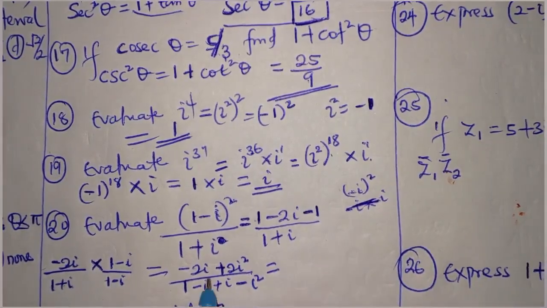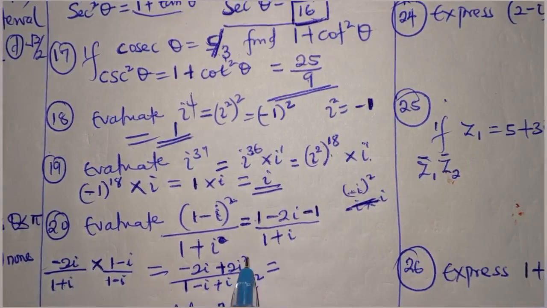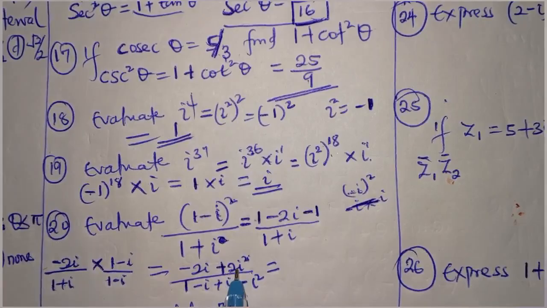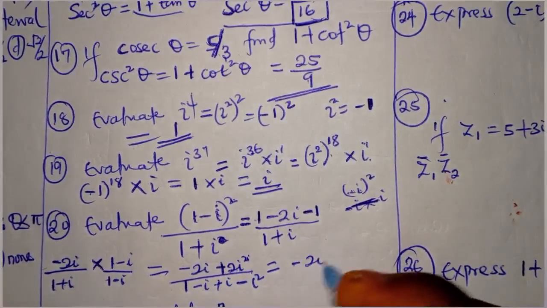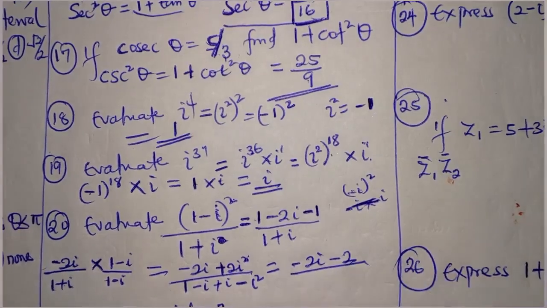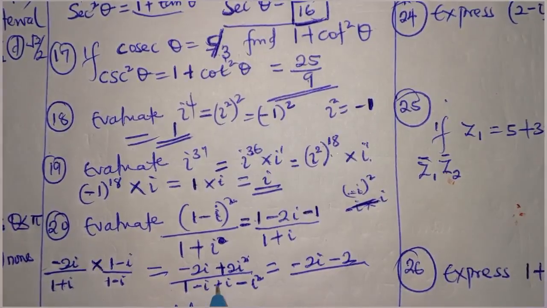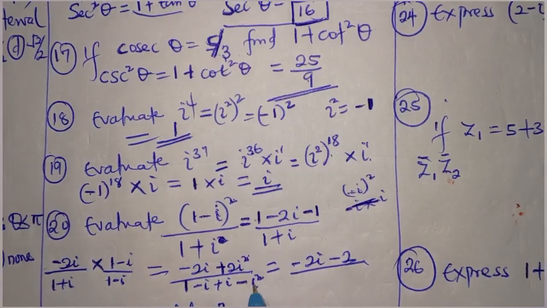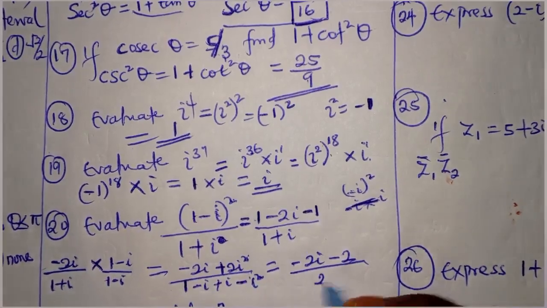What would this be? See, 2I squared. This is I squared. I squared is -1. So 2 times -1 is -2. So we are having -2I minus 2 all over I squared is still -1. Minus I plus I is 0. Right? So we are having 1 minus -1. You must be very careful with this. I squared is -1. So times this minus here becomes a plus, plus 1. 1 plus 1 is 2.